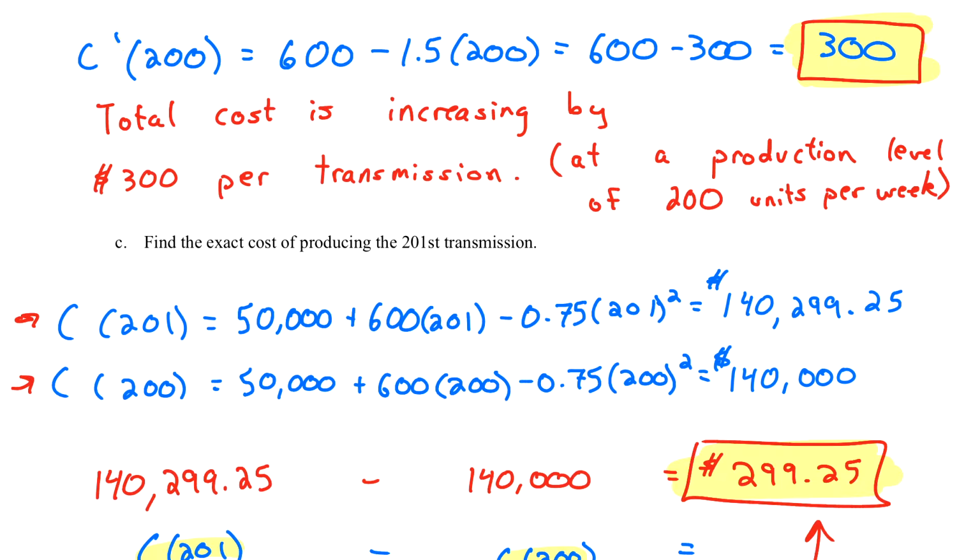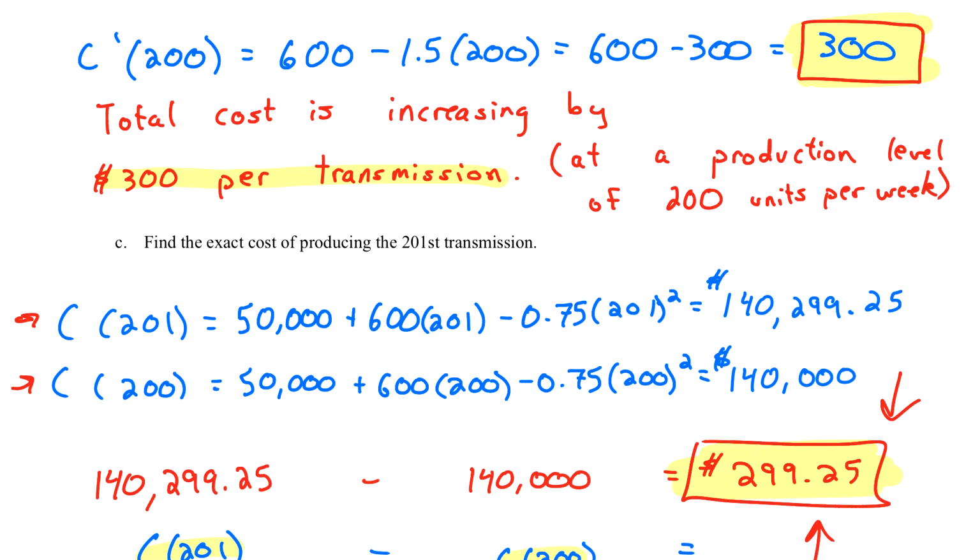And I can think about this here. And hopefully this makes sense. If we look back at our interpretation, we said total cost is increasing by $300 per transmission. So we said there, if I wanted to make one more transmission, it would cost us about $300. And that's exactly what happened here. So we can, on occasion, use marginal cost to help us determine the exact cost of one particular item.